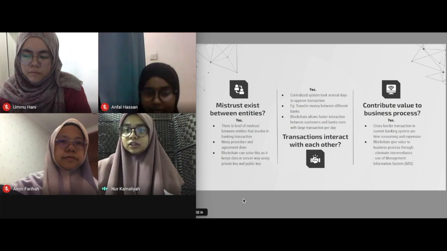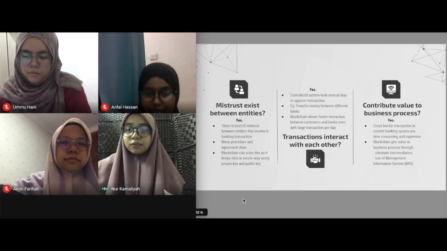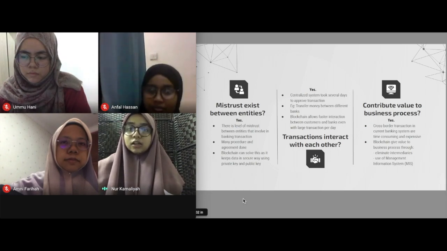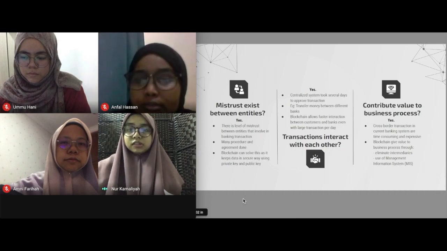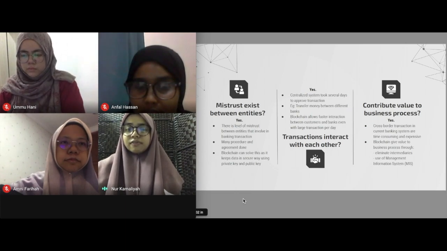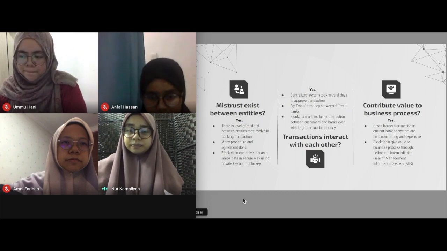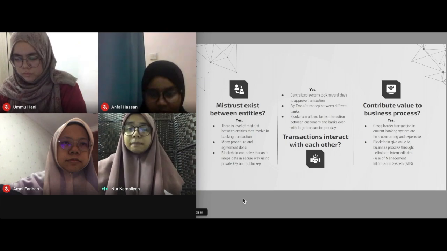Moving on to the fifth question. The question is about whether the transactions interact with each other if we are using blockchain. The answer is yes. The existence of blockchain will help the interaction between consumers and financial institutions to become faster. Because we know that the banking industry generates a very large amount of transactions per day. So if you're still using the current centralized system in the banking industry, the transaction takes a very long time for people to interact with one another.